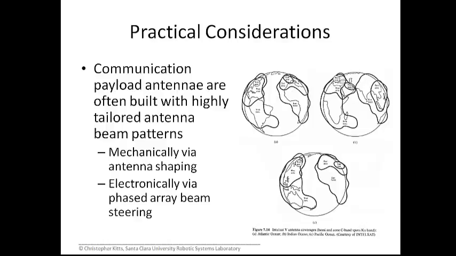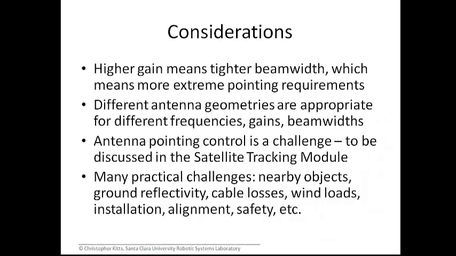So that's a pretty interesting challenge, and that can be done mechanically by physically changing the shape of the antenna. It can also be done electronically through phased array systems and through what's known as electronic beam steering systems. Very advanced technology, very interesting. So a couple of the general considerations. Remember that higher gain means a tighter beam width, and that means more extreme pointing requirements.